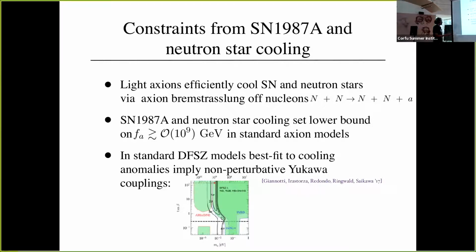But this perturbativity is still kind of, we would need to have some new physics curing the perturbativity just above the electroweak scale. So basically, in principle, one can explain this anomaly in the DFSZ models, but one needs to go to a non-perturbative regime, which is very problematic.